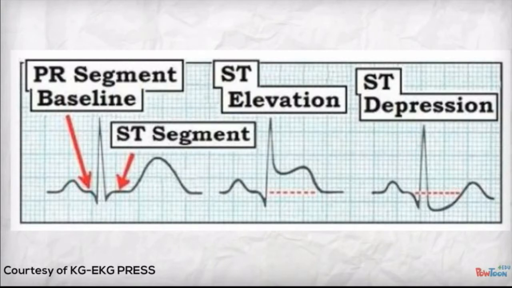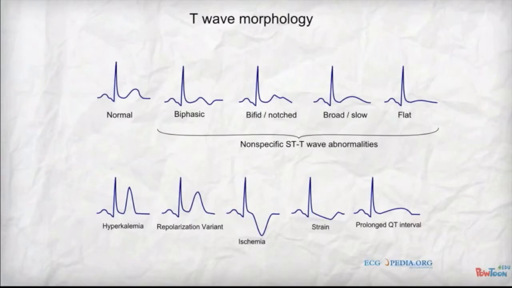Next, let's look at the T wave morphology. There are a lot of non-specific T wave morphologies, but what we're going to focus on are tall T waves for hyperkalemia, T waves that don't start at baseline for repolarization variants, inverted T waves for ischemia and strain, and long slurred out T waves consistent with prolonged QT.